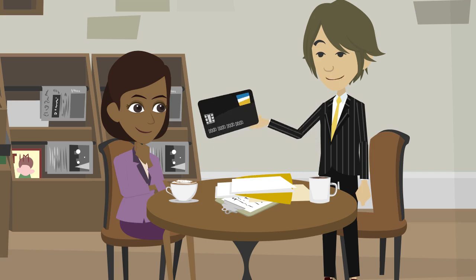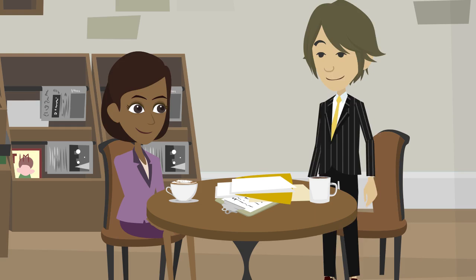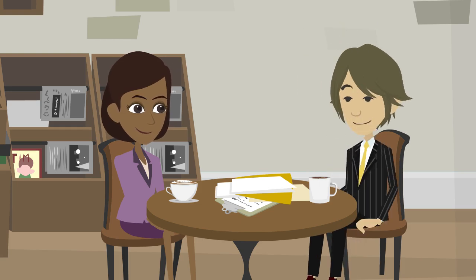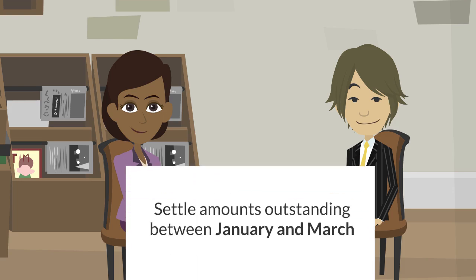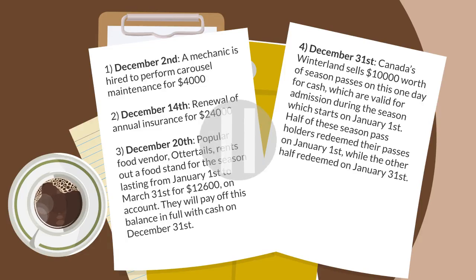The park's general manager tells you that they pay for all expenses with their corporate card and settle those payments on the last day of each month. He asked you to prepare the journal entries for the activities in accordance with accrual basis accounting. Please include any journal entries required to settle amounts outstanding between January and March. Pause the video here and try it for yourself, and come back when you're ready for the solution.